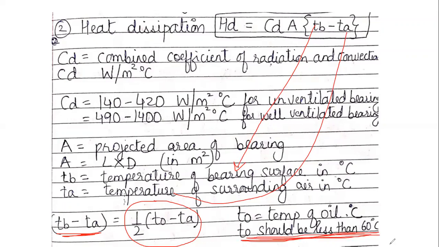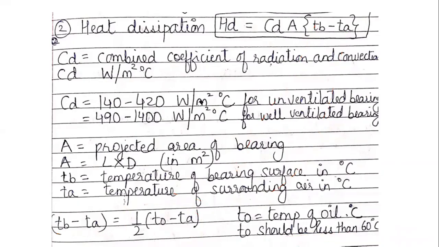Once we start solving the numericals, you will better understand how to select the values and do the solution. But for now, you should understand what heat dissipation is, how to select the values of CD, and how to select the values of TB minus TA. That's what is explained over here. Moving ahead.